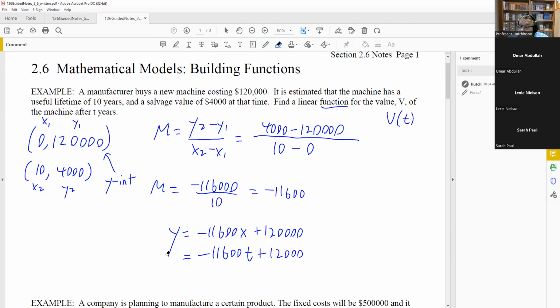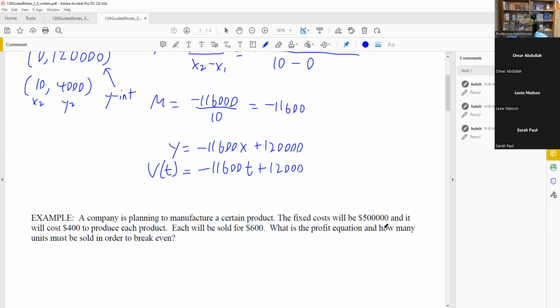Okay, so right here, erase a little bit of this y here and put in v of t, because a function there means that we want to put v of t right here. Okay, so this is the correct answer that you would put: v of t equals negative 11,600 t plus 120,000. This is what you type in, and that would be the correct answer. Okay, so you have to make sure you use the variables that are given in the problem itself. It depends. Each problem has different variables, so just make sure you use the correct one there.